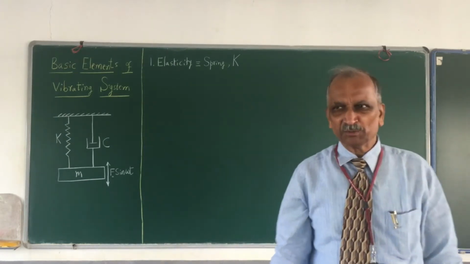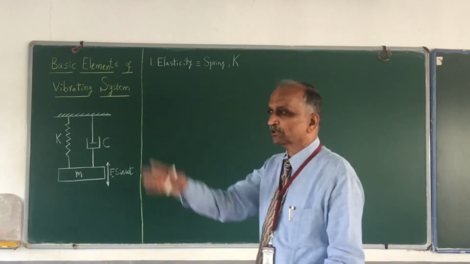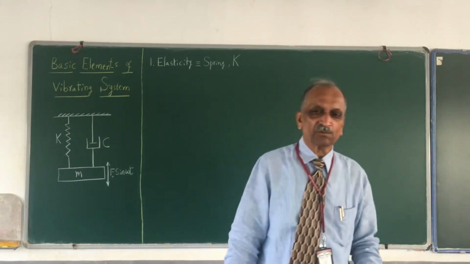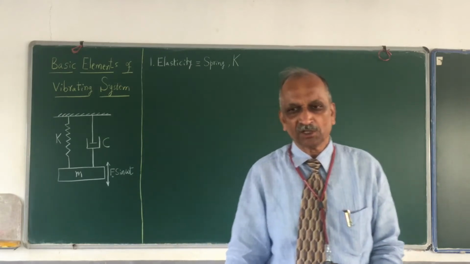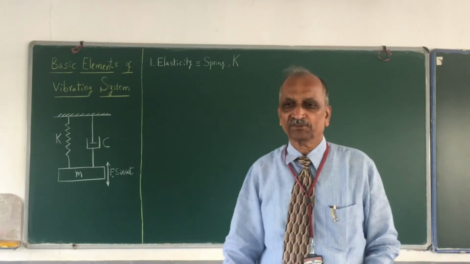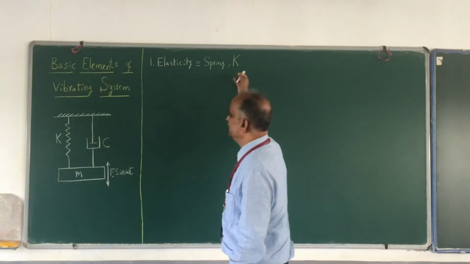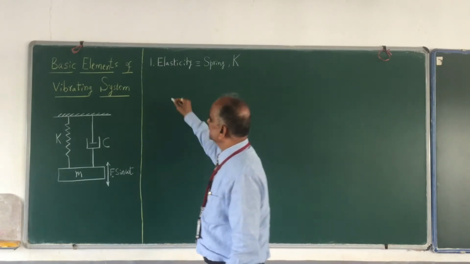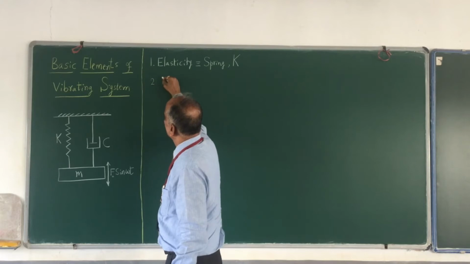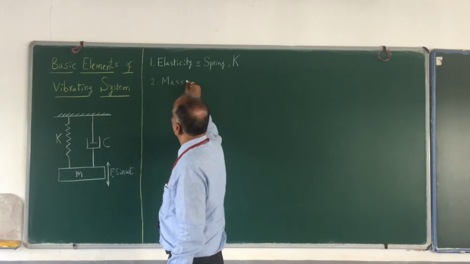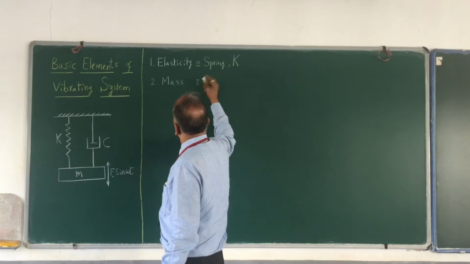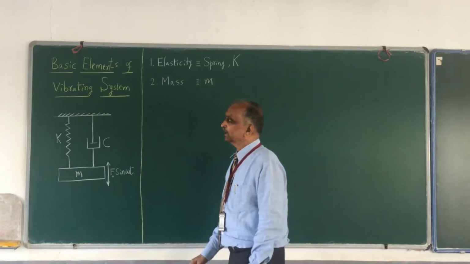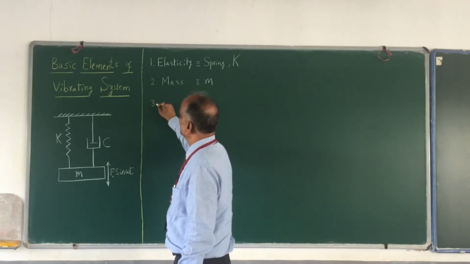A spring is basically the one which undergoes elongation or compression. How much force is required for unit elongation or compression is what is called stiffness. The spring is normally represented by K. The second one is mass. And number 3 is damping.